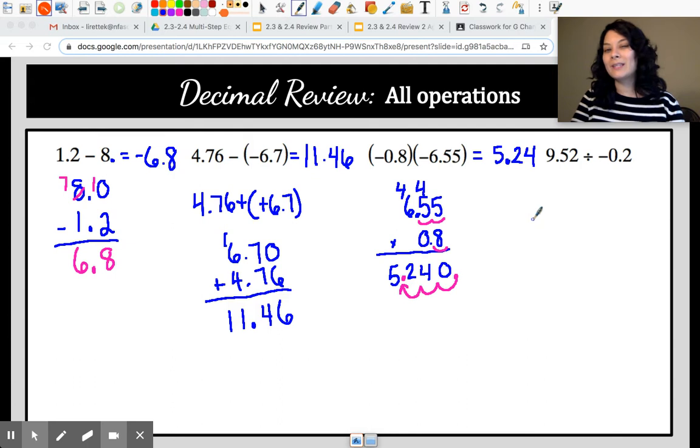So I should be getting 5.240. And since the zero is at the end, I don't really need to write that. And then I just double check my signs. Negative times negative leaves me with a positive, so I'm good with that sign.